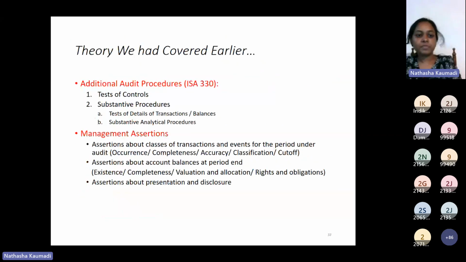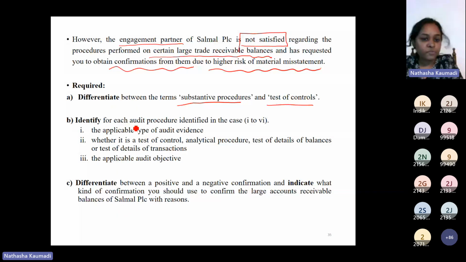Next one, the second question: identify for each audit procedure identified in the case, 1 to 6. Now, for each audit procedure the audit staff member has done, 6 of them, the applicable type of audit evidence, and whether it is a test of control, whether it is an analytical procedure, or test of details of balances or test of details of transactions. So you need to mention that. And then the applicable audit objective for each audit procedure.